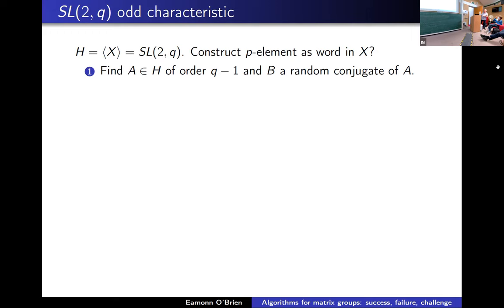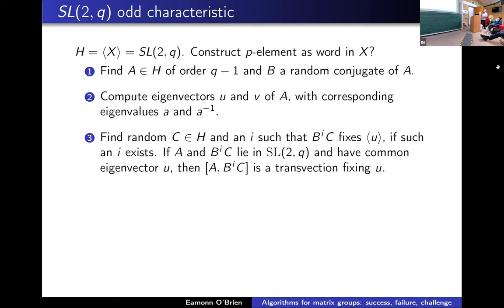I'm going to compute eigenvectors, corresponding eigenvalues. Then I'm going to find a c and an I, such that b to the I times c fixes the space spanned by u. And my claim is that if a and b to the I times c are SO2q, they have a common eigenvector, then this commutator, the transvection, fixes u. Okay. Right. So that gives us a three-step process.